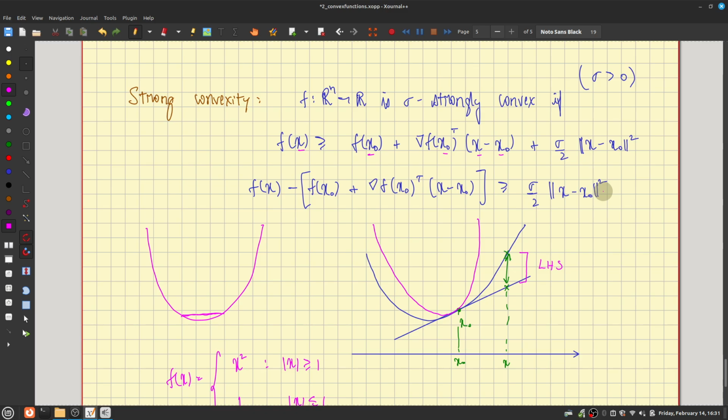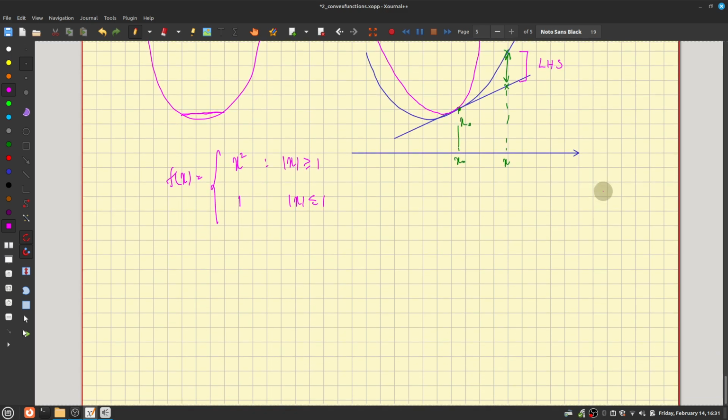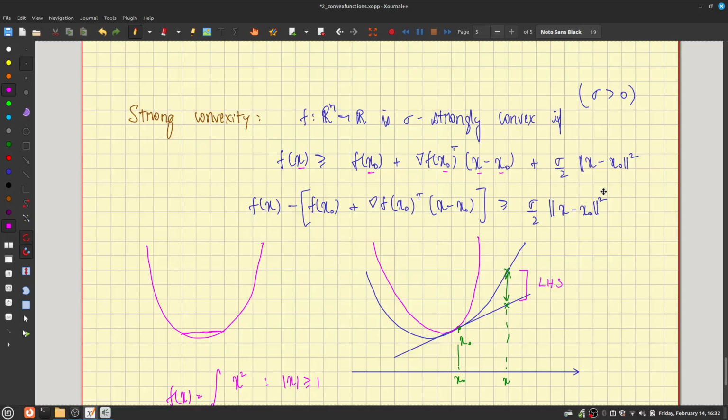Any questions? Okay, so this is more of an aside. We may revisit strong convexity at a later point when I talk about some convex optimization algorithms. But it's a useful idea to know, and it's good to know that strictly convex does not imply strongly convex. For every x naught, this should hold for every x and every x naught.